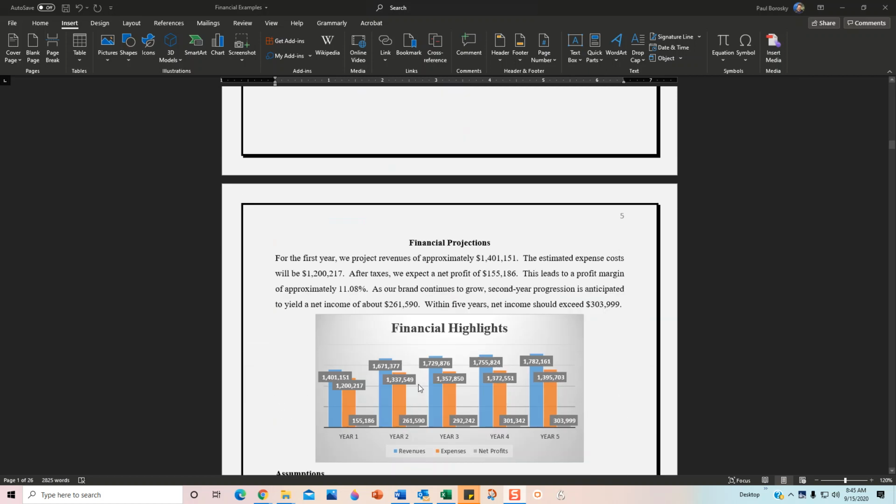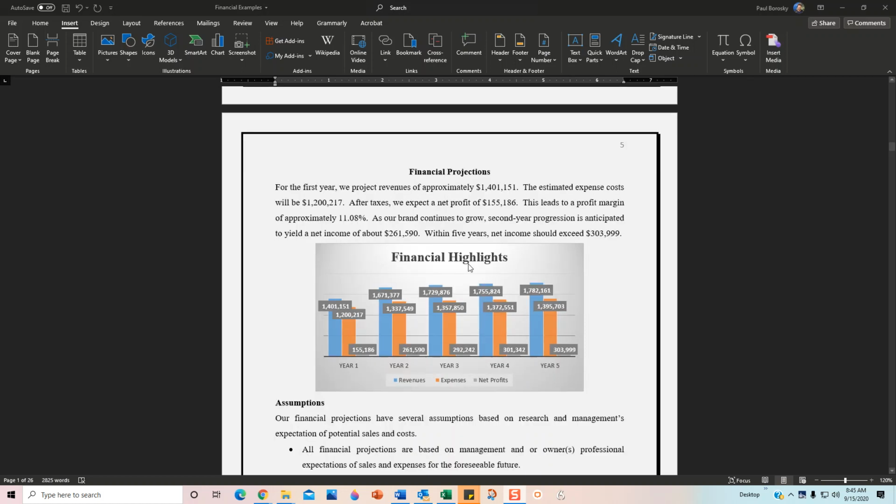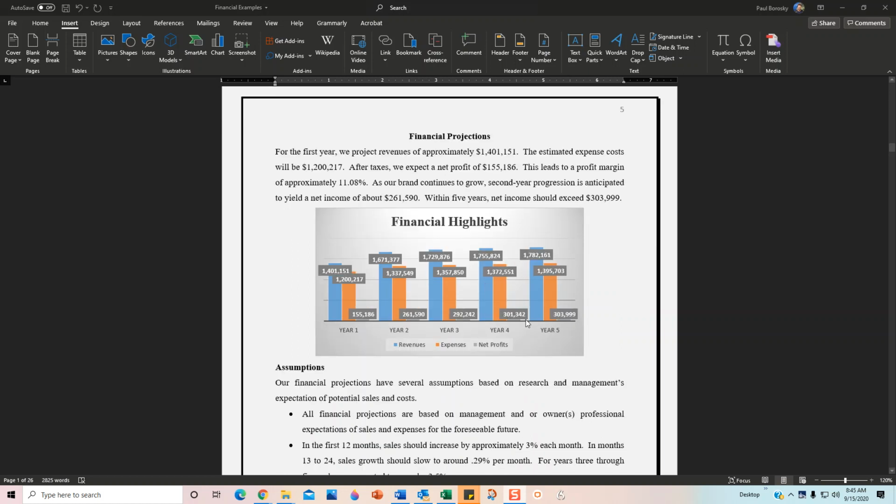Next page is going to be the financial projections. So for the financial projections, the first part is going to be a summary. I'm going to kind of just give a summary of what the reader is to expect in the financial projections. And then I'll give us some highlights, what the revenues are, what the costs are, and what the net profits are going to be for the next 5 years.